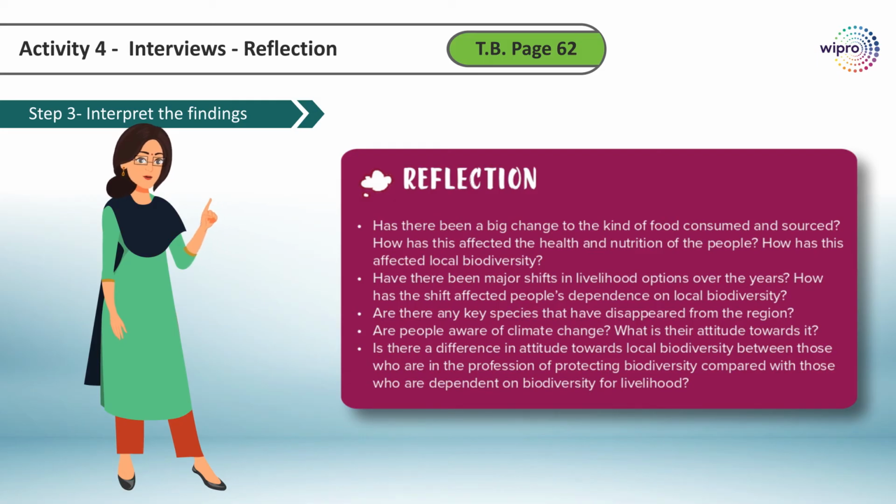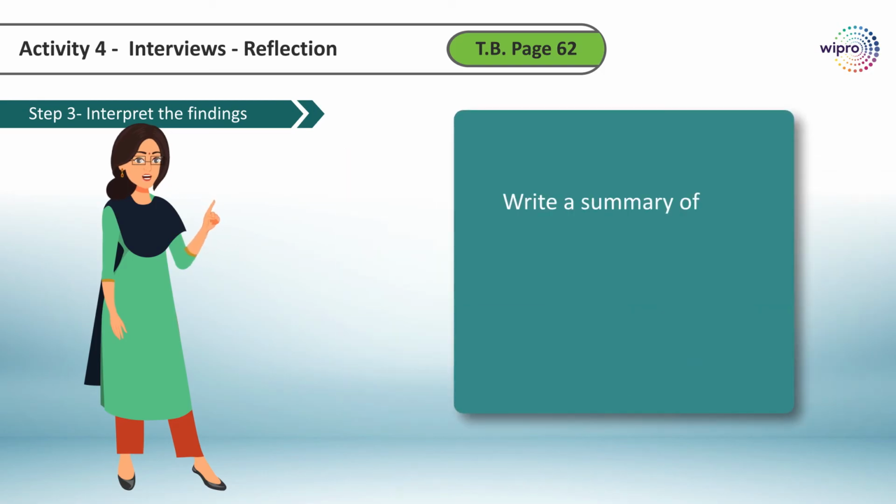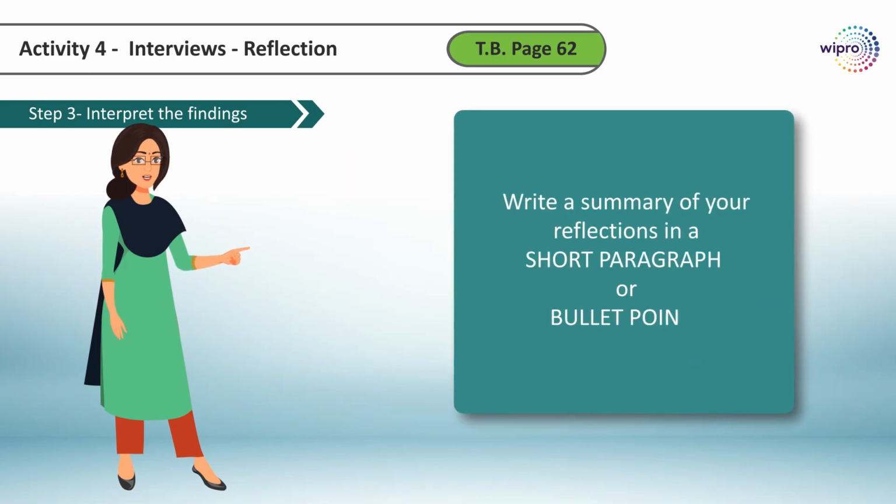Have there been major shifts in livelihood options over the years? How has the shift affected people's dependence on local biodiversity? Students can refer to the booklet for more questions like these and write a summary of their reflection in a short paragraph or bullet points.